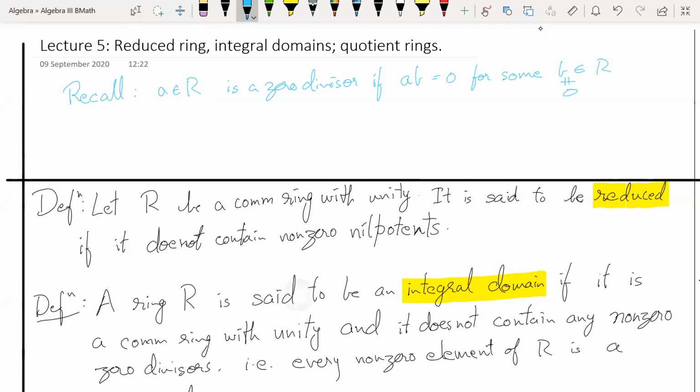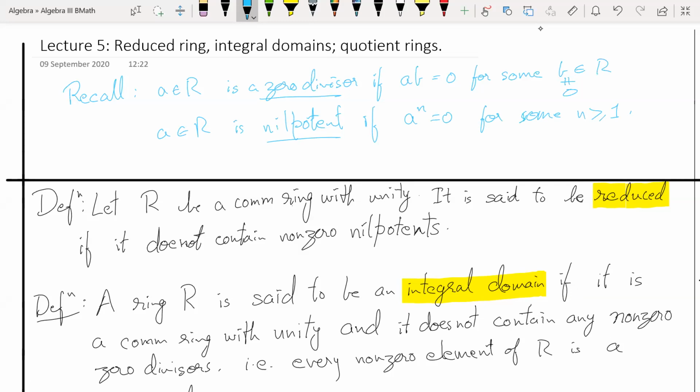And A in R is nilpotent if A power n equals 0 for some n greater than or equal to 1, that is, some power of A is 0. So we saw what a zero divisor and what nilpotents were, and we saw some examples as well.